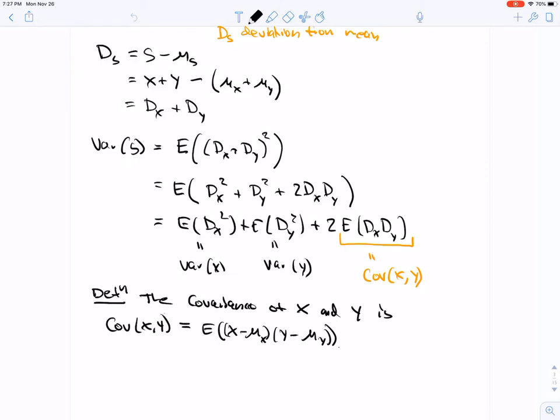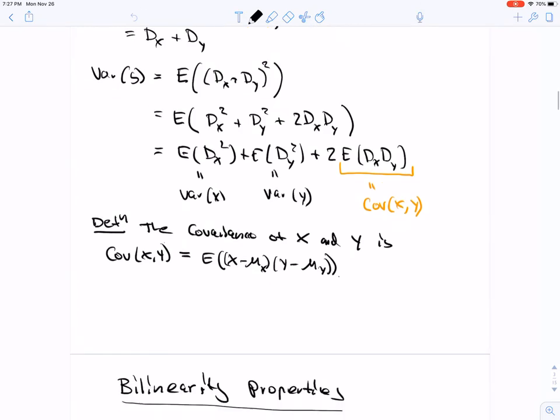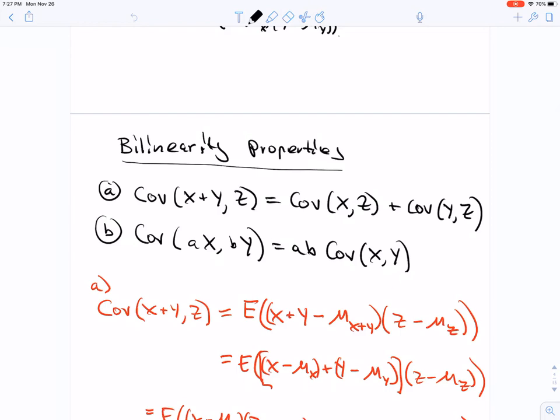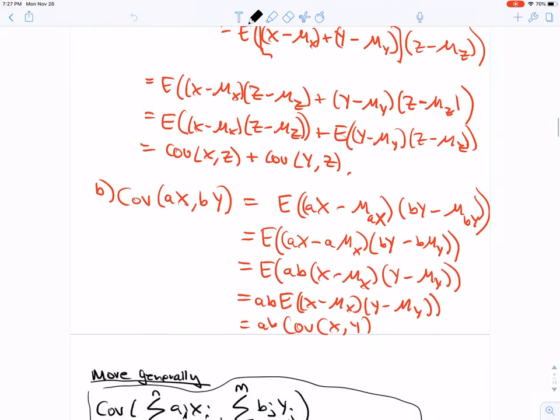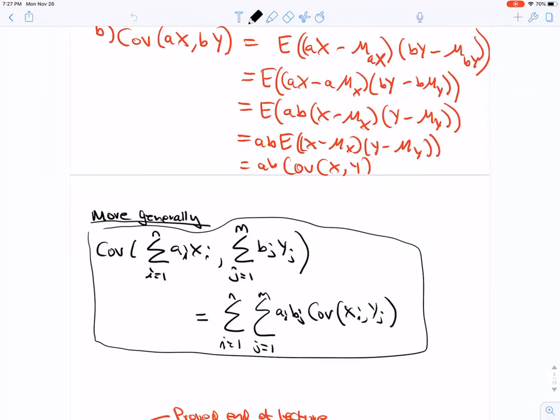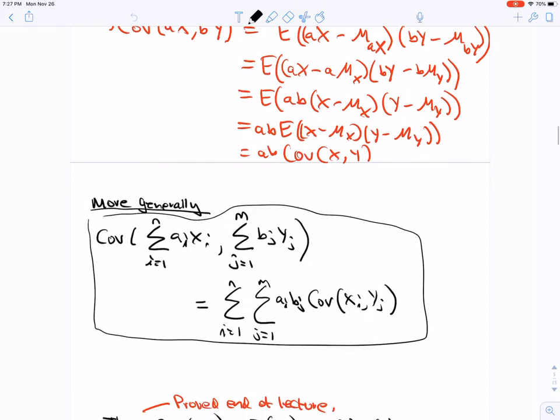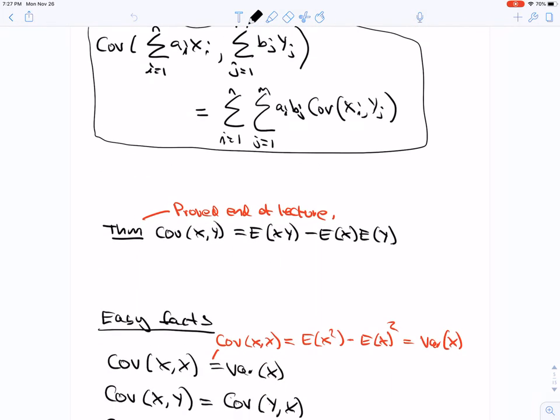So the definition of covariance is the expectation of the deviation of X times the deviation of Y. And this has bilinearity properties, which you showed in class. These bilinearity properties generalize as shown here, and an important result proved at the end of the lecture is that the covariance of XY is the expectation of XY minus the expectation of X times the expectation of Y.